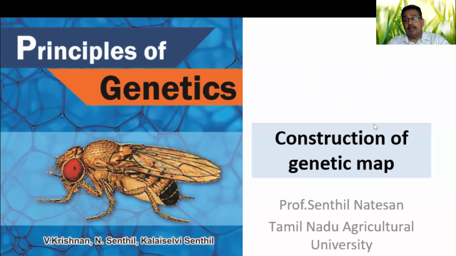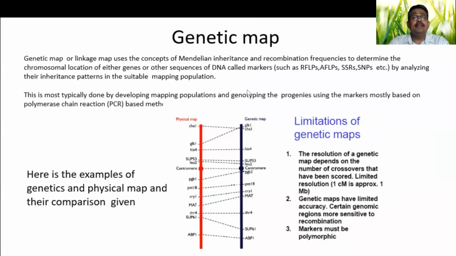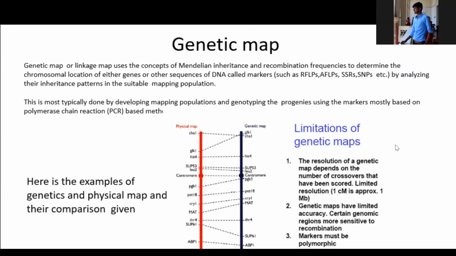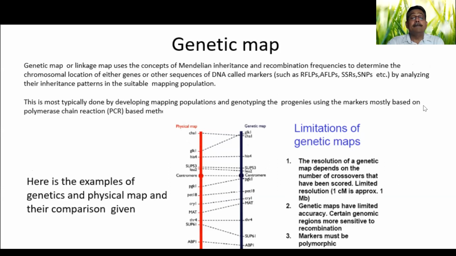construct the map by using the markers, whether they use morphological data or markers, how people use them for the construction of linkage map. So you already studied about the physical and genetic map in some of the classes. So this class, that is what I am going to talk about.